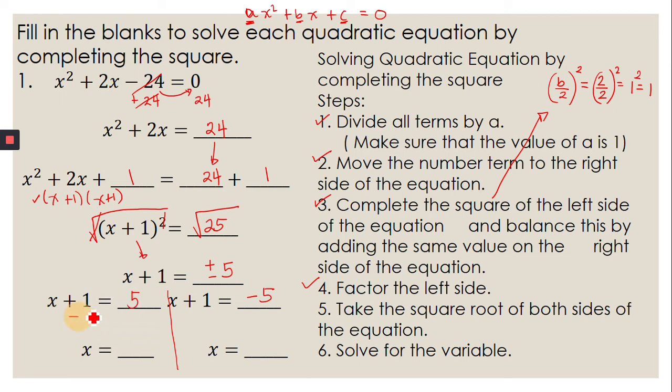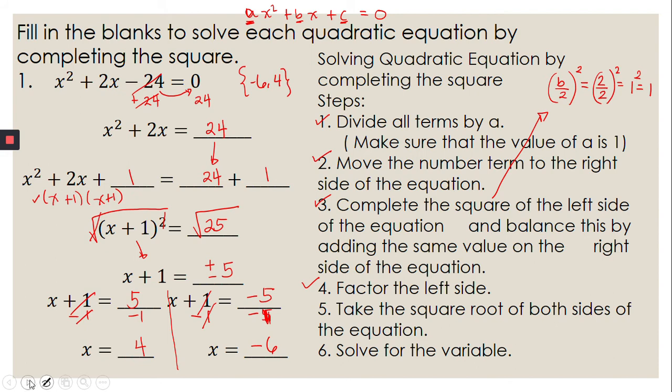So subtract both sides by 1. So this becomes 0. So x is equal to 4. 5 minus 1 is 4. Now let's have the other one. Subtract both sides by 1. Cancel this. You have x equals, this is 1, sorry, negative 6. So the roots are negative 6, 4. Okay, so that's how we use completing the square to solve for the given quadratic equation.